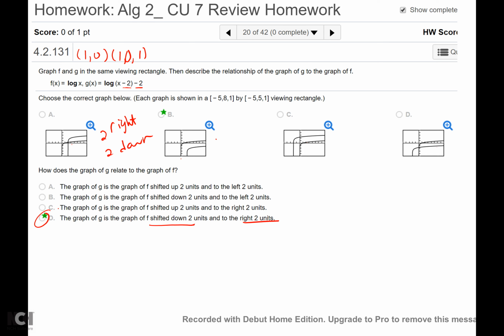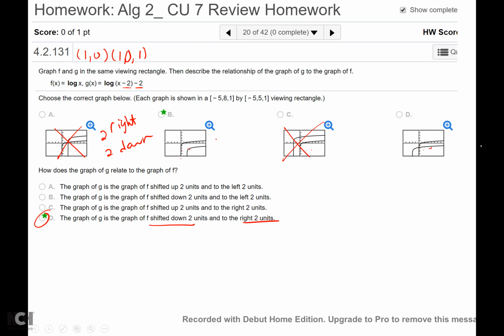Now to get the graph, well, you can probably just tell by looking. You need to take the parent graph and go down 2 and right 2. Well, this one went up, so it's not that. This would be the parent, down 2, right 2. Maybe. So it's between B and D.